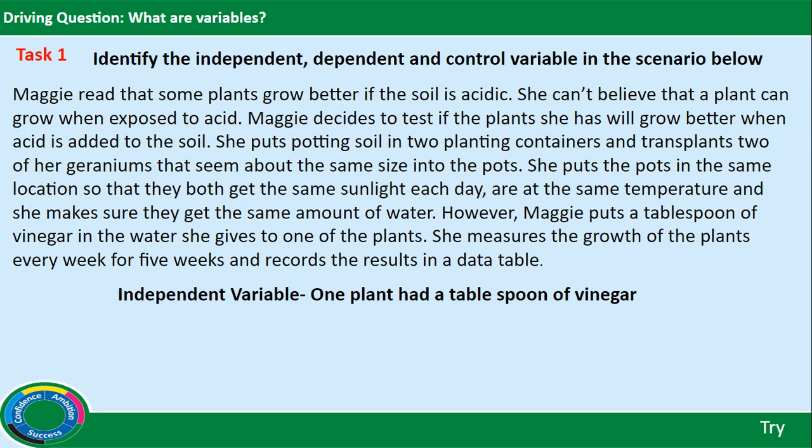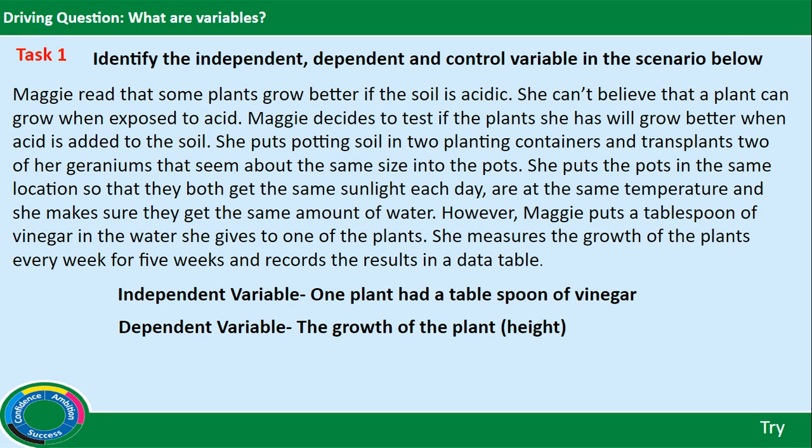So, what is the independent variable? What did Maggie change? Well, one plant pot had a tablespoon of vinegar, and the other plant pot didn't have anything. So that is something that she changed. So that is an independent variable.